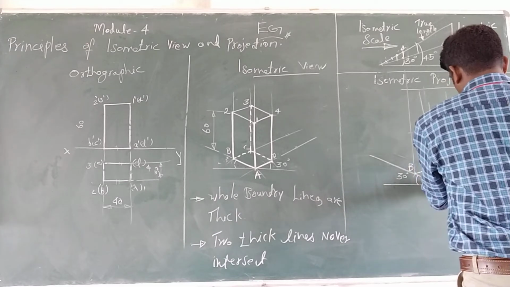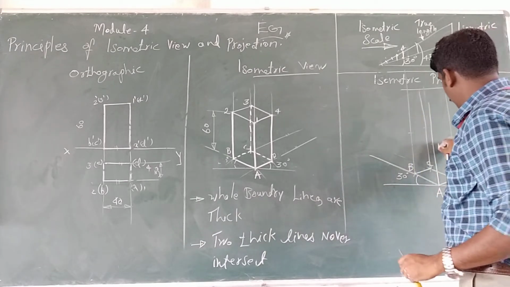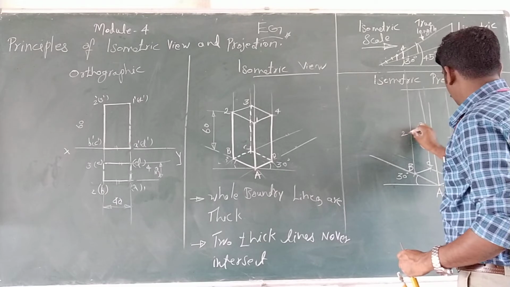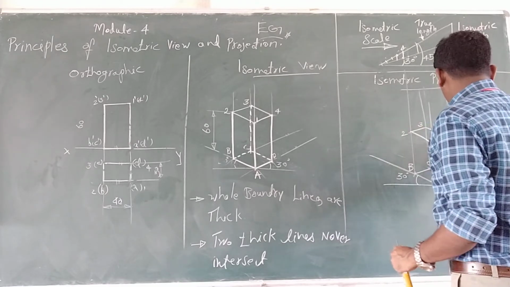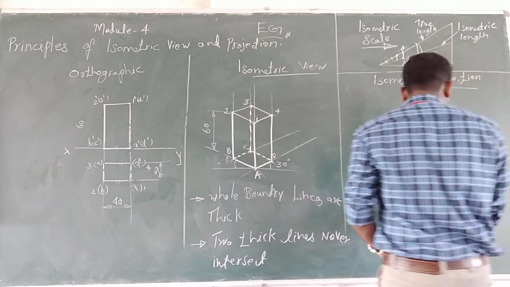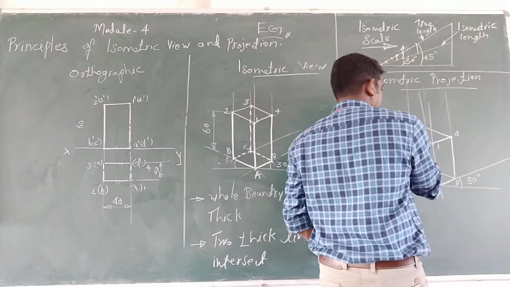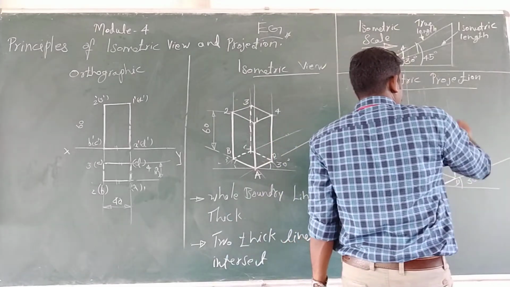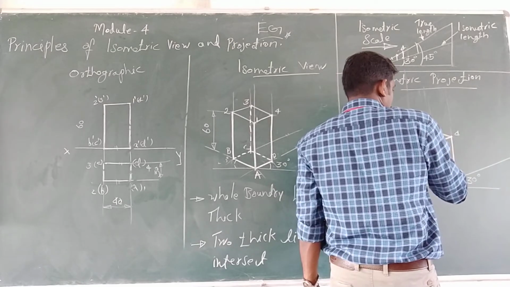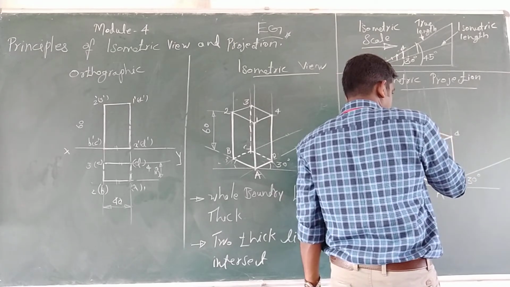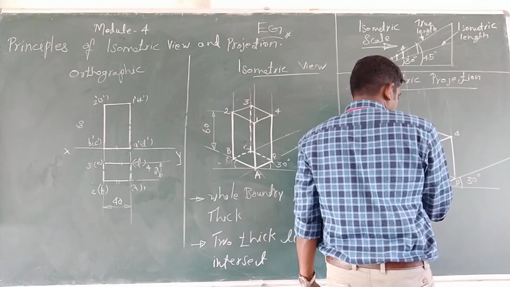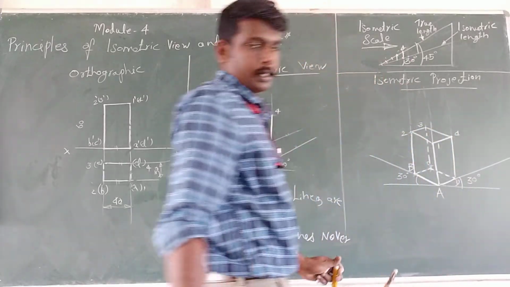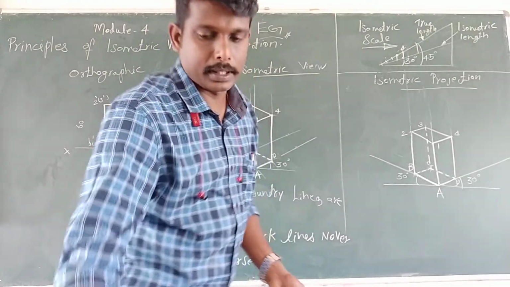Then find the corresponding 1, 2, 3 and 4. Draw 1 to 2, 2 to 3, 3 to 4 and 4 to 1; 4 to D, D to A, A to B, B to 2 and 1 to A are the lines. Three to C, C to B, and C to D are also lines. Now this is the isometric projection.